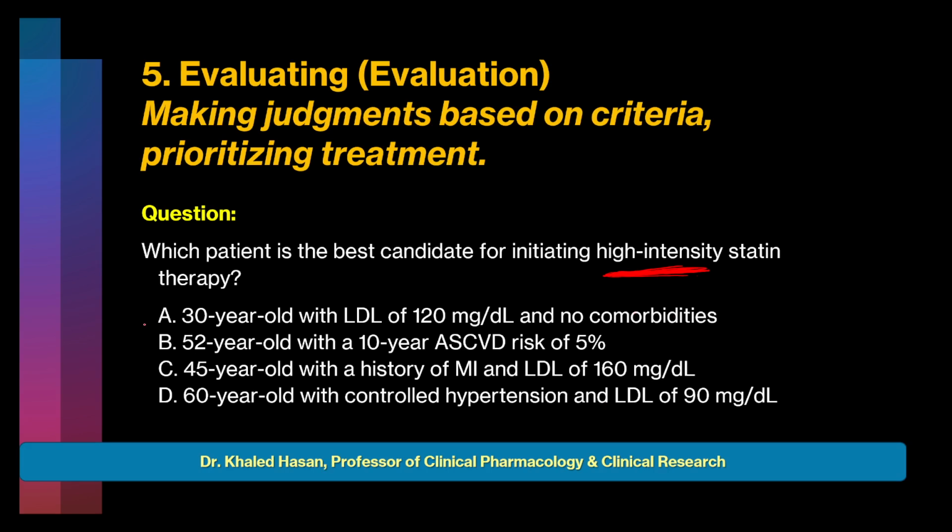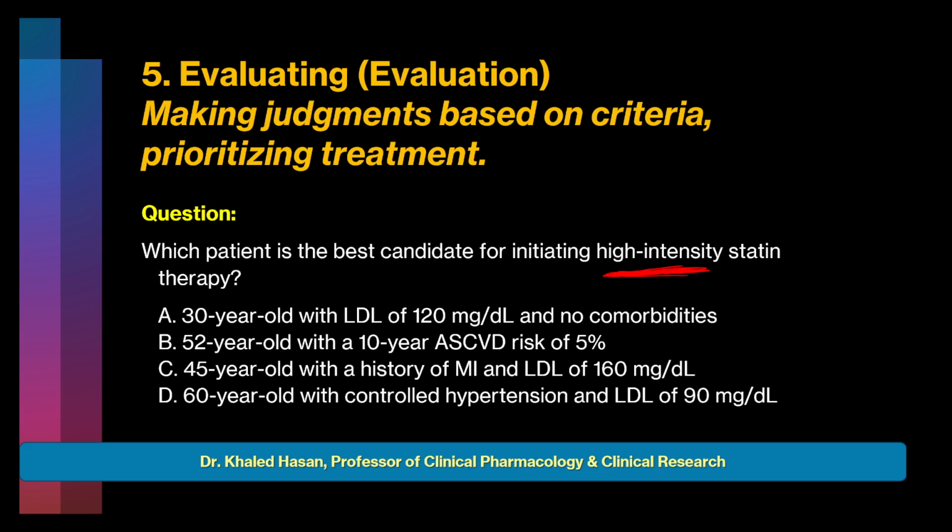A. A 30-year-old patient with LDL cholesterol 120 milligrams and no comorbidity. B. A 52-year-old patient with a 10-year atherosclerosis risk of 5%. C. A 45-year-old patient with a history of myocardial infarction and LDL cholesterol 160. D. A 60-year-old with controlled hypertension and LDL cholesterol 90. Okay, so which one will be the candidate for high-intensity statin?